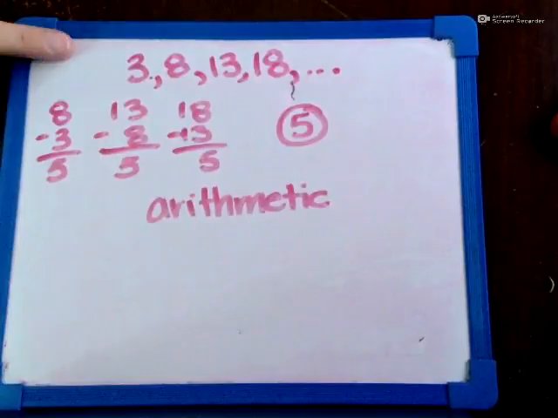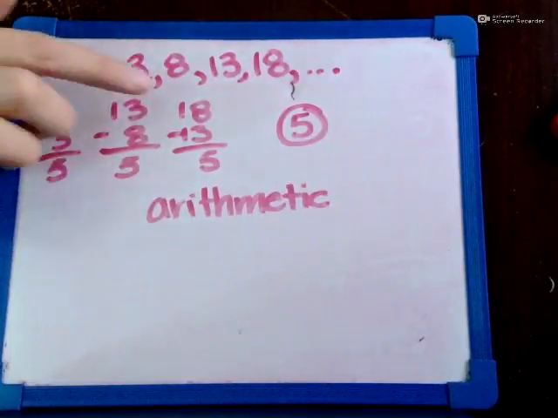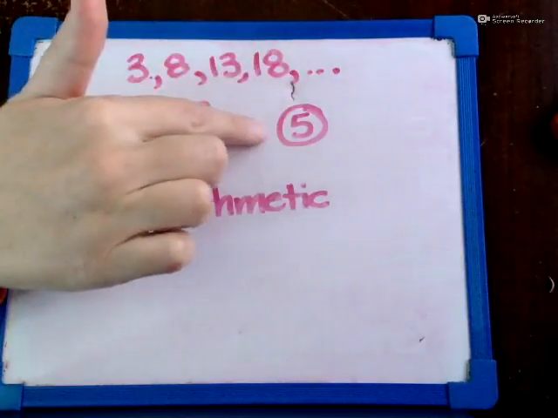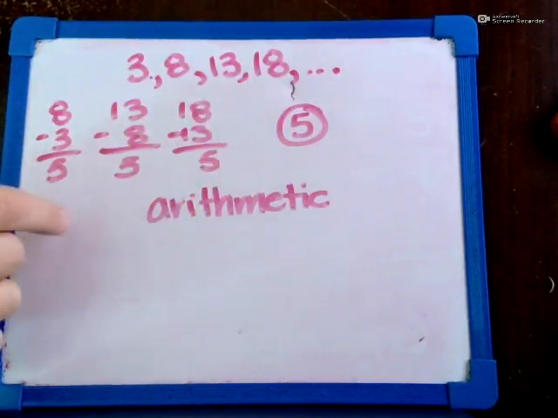And here's how I figured this out. So I just found the difference between them first. So 8 minus 3 is 5, 13 minus 8 is 5, 18 minus 13 is 5. We have our constant already. We have our answer. The constant is 5, and it's an arithmetic problem because it's addition and subtraction.